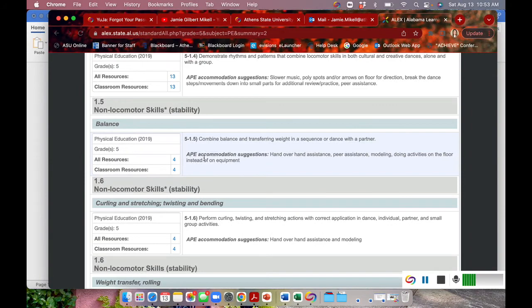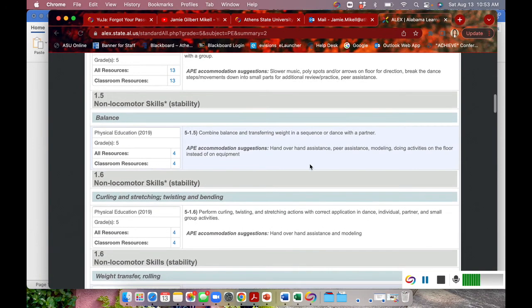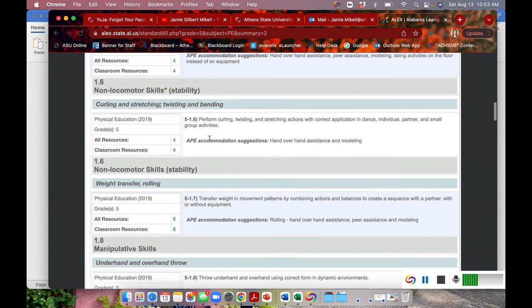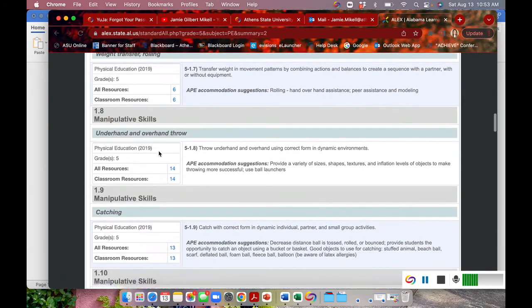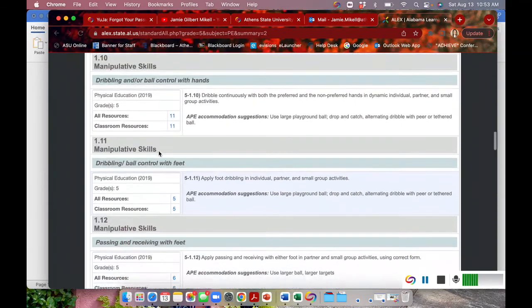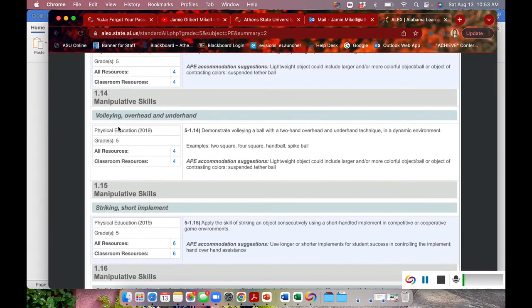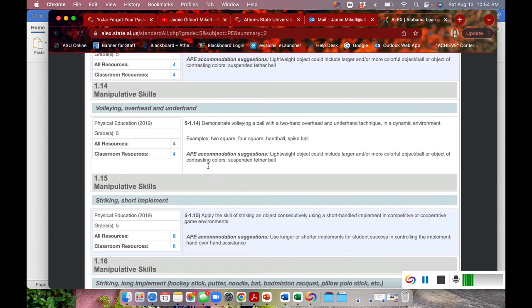So do they need any type of stability skill in volleyball? They may. This talks a bit about dance, but think about that as you move forward. Stretching, twisting, bending, that could be applicable. Underhand throw, you're probably not going to need that. Dribbling with control. Okay, volleying. Here we're getting a bit more into what we need. Volleying, overhand and underhand. Volleying is present in more than just volleyball, so keep that in mind. But if this applies to the skill that you're teaching, it's probably a standard that you want to use.